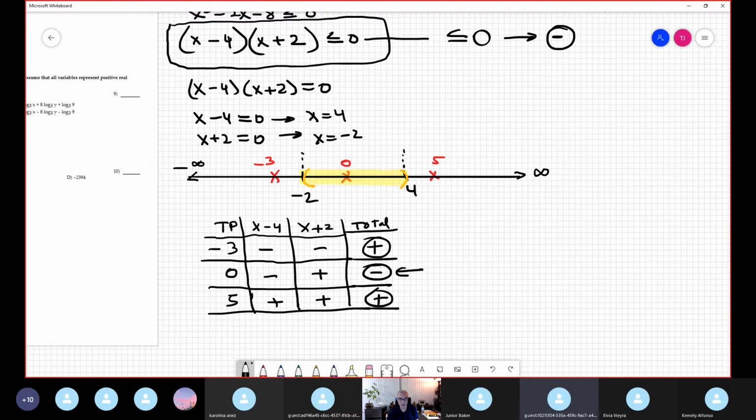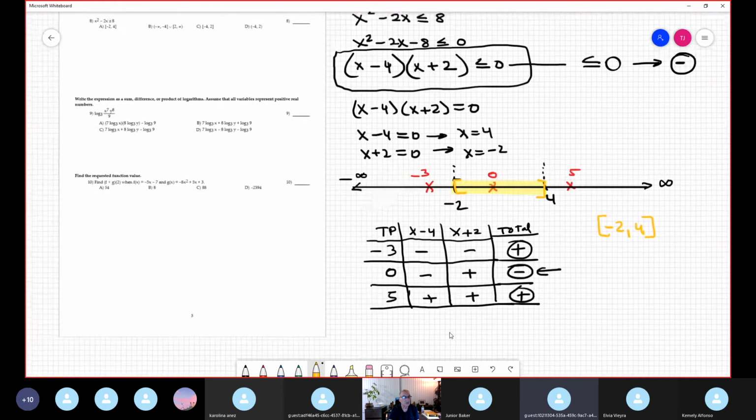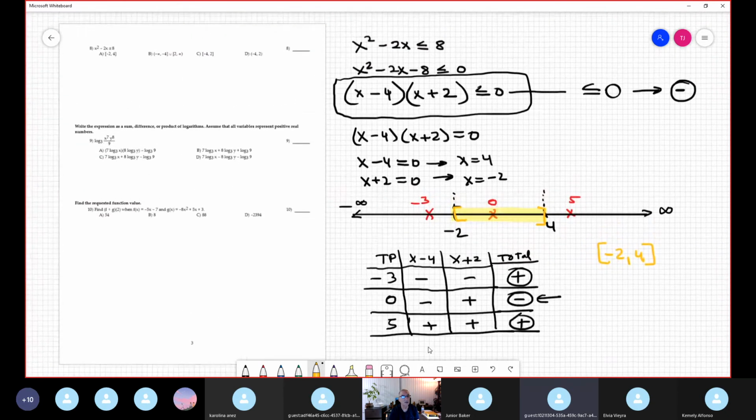The final answer is a bracket, a bracket in yellow, bracket and bracket. The answer is bracket negative 2, comma, 4 bracket. In interval notation, I don't know exactly in the way that they want. Yes, they want interval notation. So negative 2 to 4. Okay, it's option A. Bam.